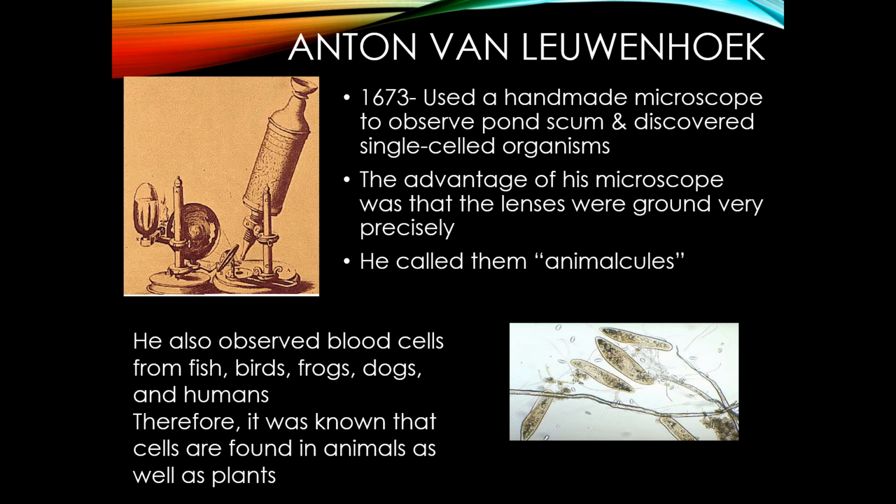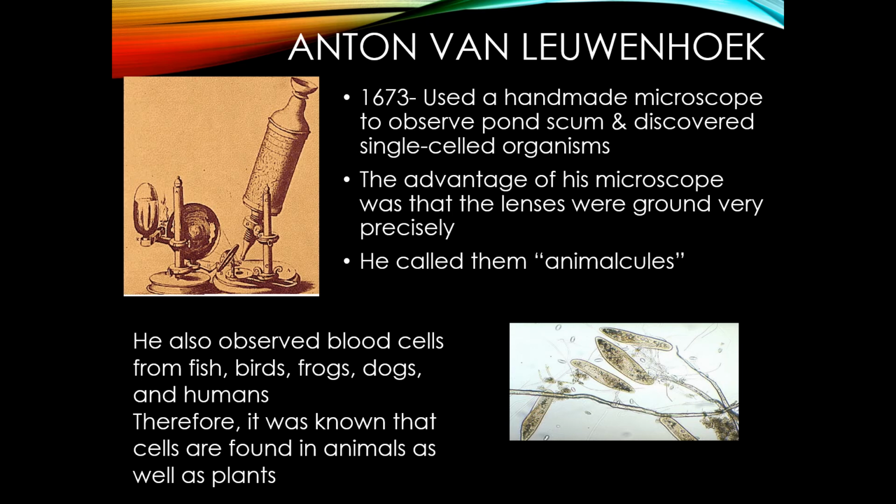Then in 1673, Anton van Leeuwenhoek devised a microscope, and the advantage of this microscope was that it had very precise lenses. When he was watching plants under the microscope, he saw some single-celled organisms roaming around, and he called those animals animalcules.